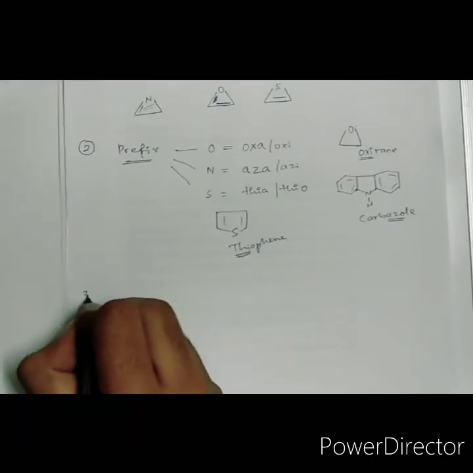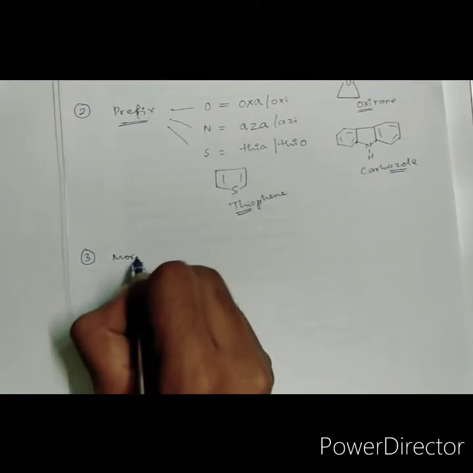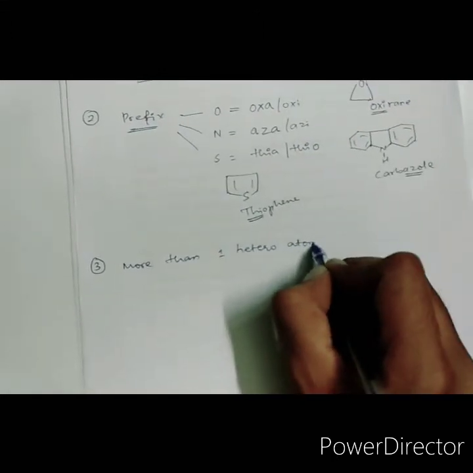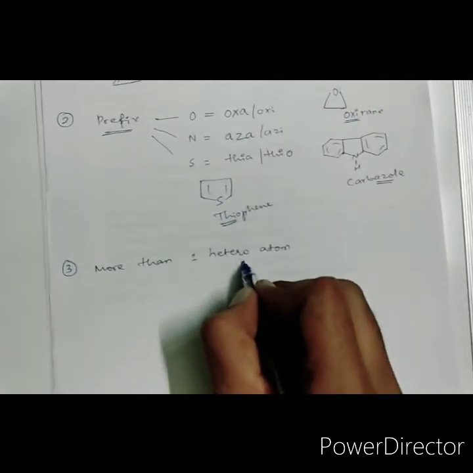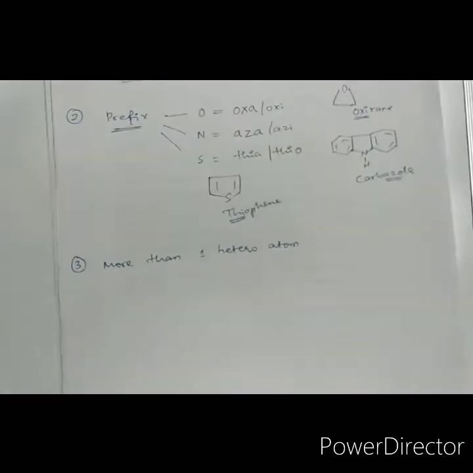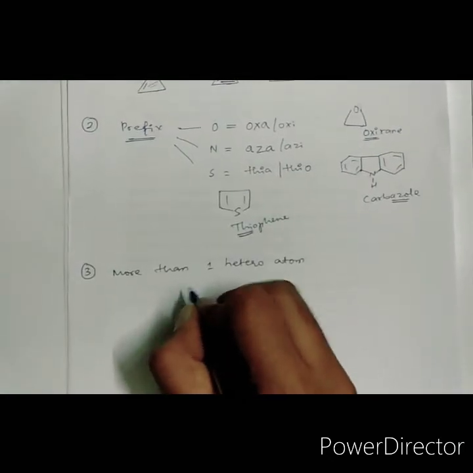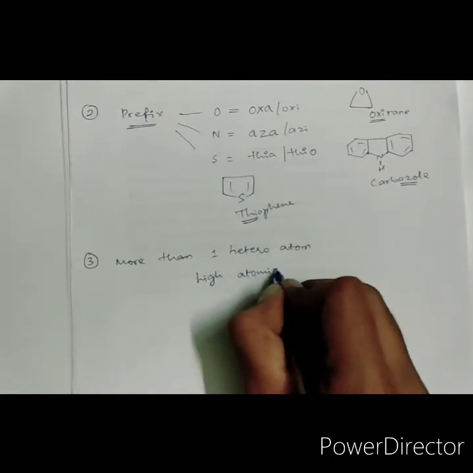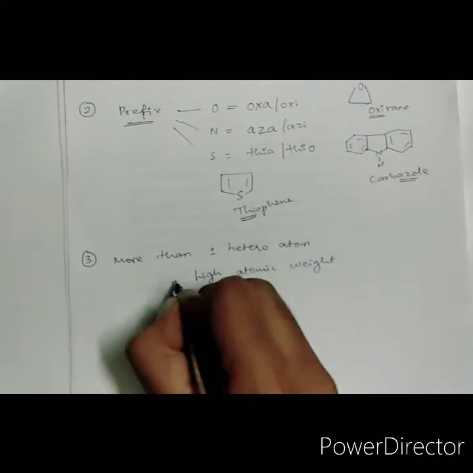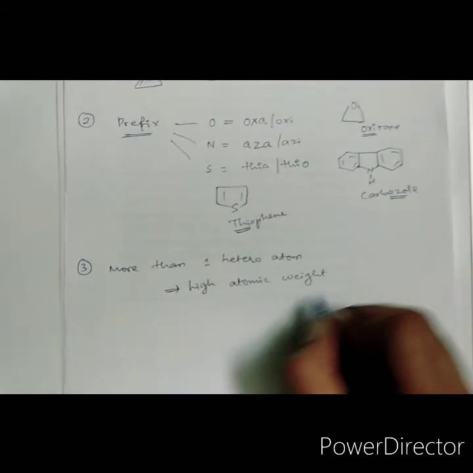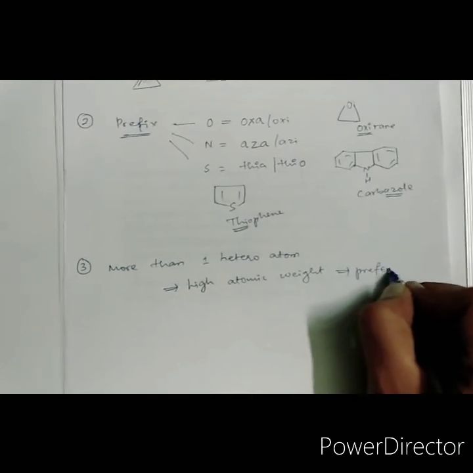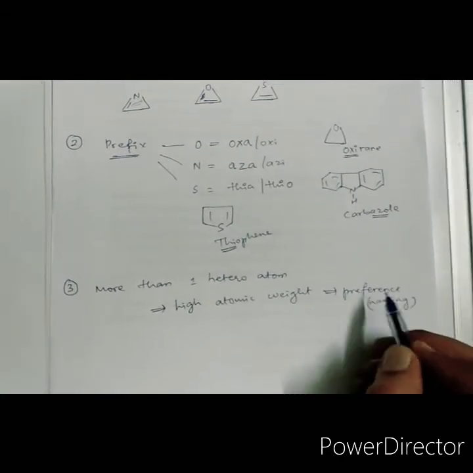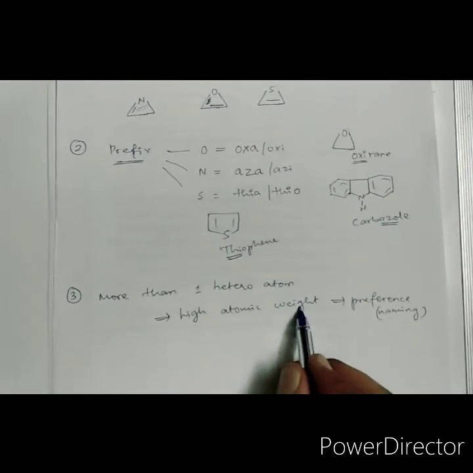Now the third rule is if it contains more than one heteroatom. If a heterocyclic compound contains more than one heteroatom, then the heteroatom having the higher atomic weight gets preference in the naming as compared to the heteroatom with lower atomic weight.